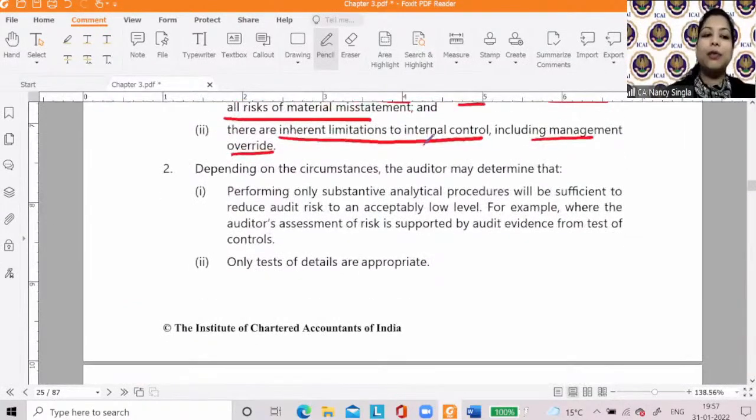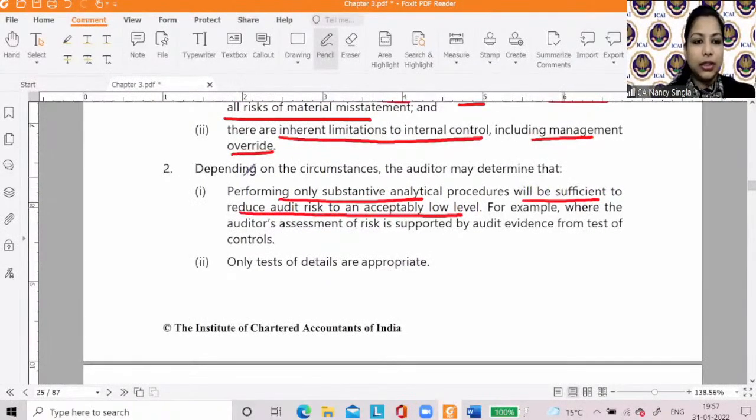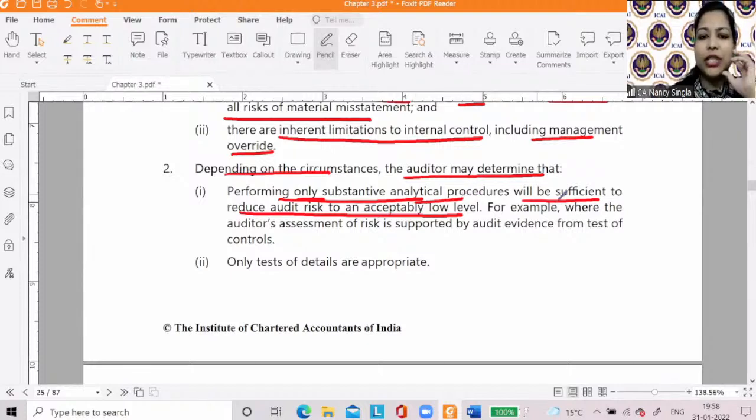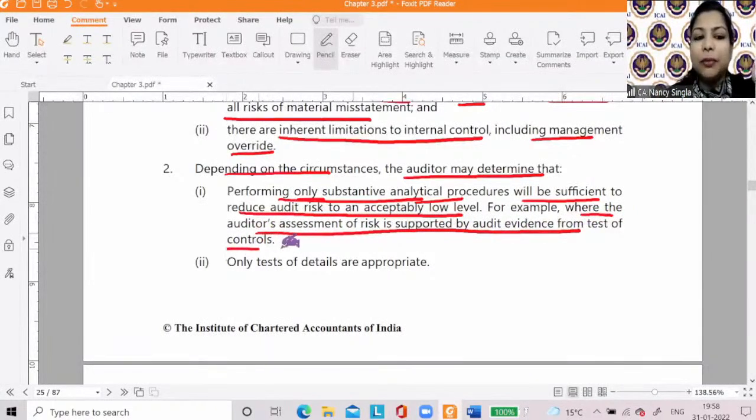Okay. हाँ, performing only substantive analytical procedures will be sufficient to reduce the audit risk to an acceptably low level. Just a minute. Depending upon the circumstances, the auditor may determine whether to perform test of detail, or whether to perform substantive analytical procedures, or both. So it says that performing only substantive analytical procedures, that is calculating ratios, comparing trends, investigating the fluctuations, will be sufficient to reduce the audit risk to an acceptably low level. For example, where the auditor's assessment is supported by what? Audit evidence from test of control.